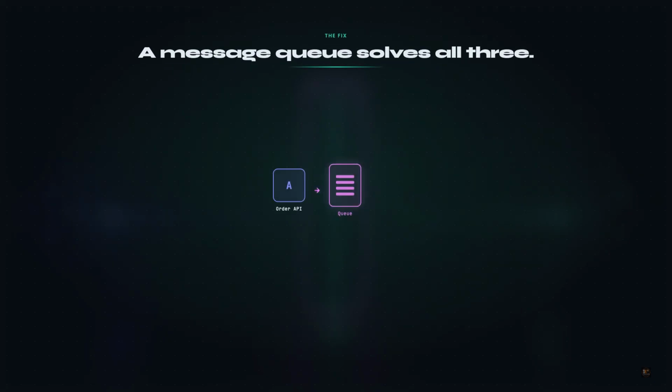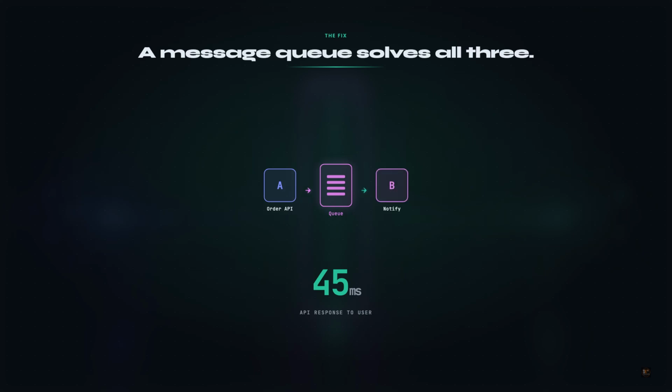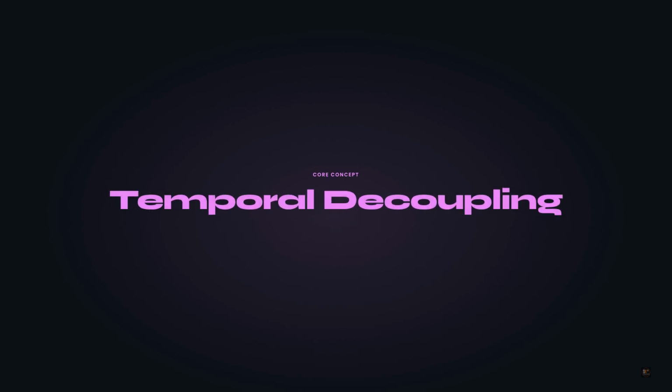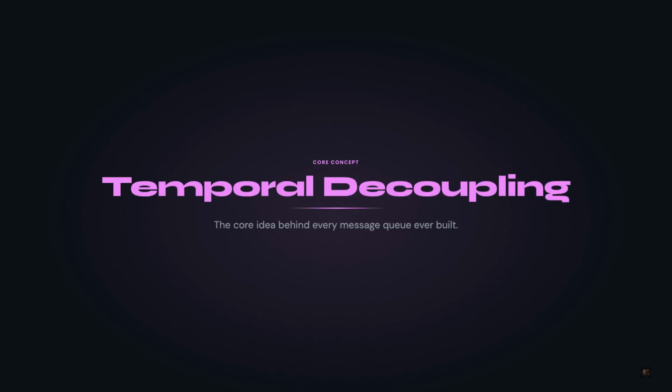Instead of calling service B directly, service A drops a message into a queue and immediately returns a response to the user. Service B picks it up whenever it is ready. The 2 services are completely independent in time, in speed, and in availability. This is called temporal decoupling. It's the core idea behind every message queue ever built.